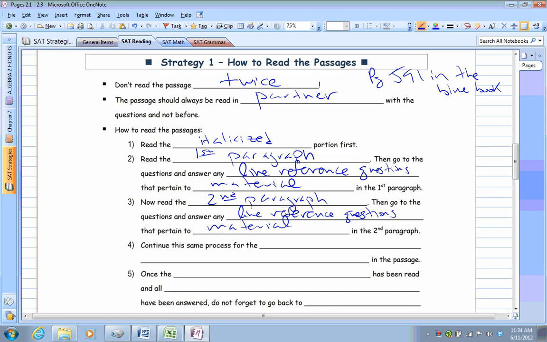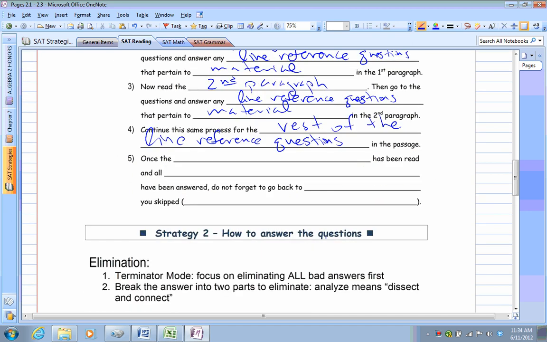So in item 4, continue the same process for the rest of the line reference questions in the passage. So that's what you want to do: you read a paragraph, answer questions, read a paragraph, answer questions. It's kind of like a back and forth kind of a technique here.